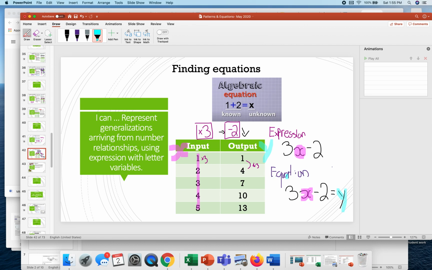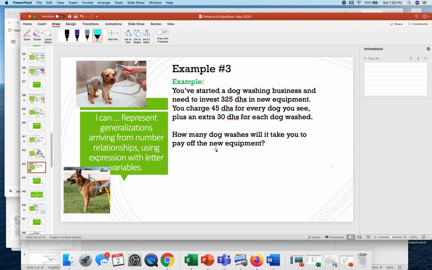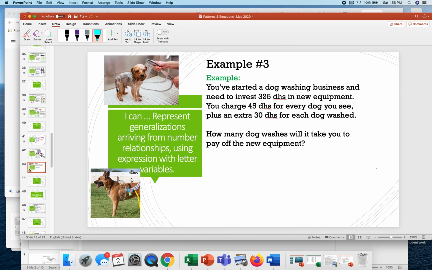That's the only thing that's different between an expression and an equation. So I hope that makes sense to you. Now, we're going to practice this with a word problem. Okay, so here we go. I related this to our dog walking question. Remember that reading that we did a little while ago? These are so cute. So example number 3.